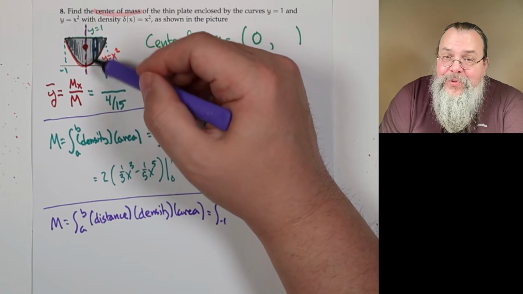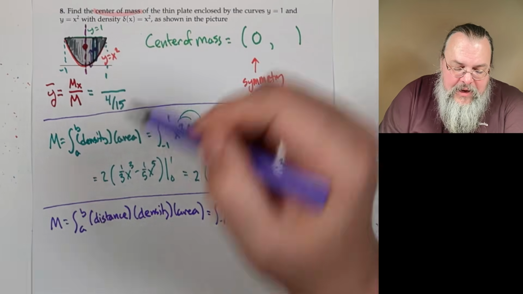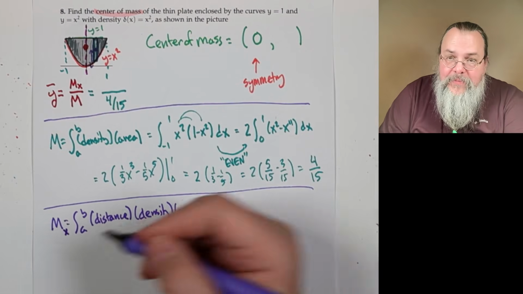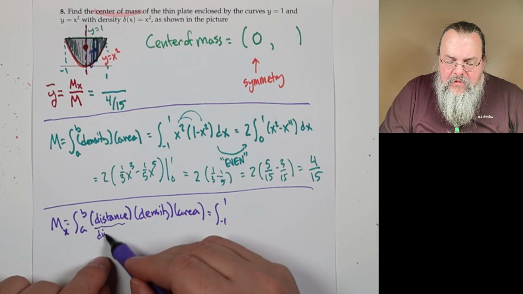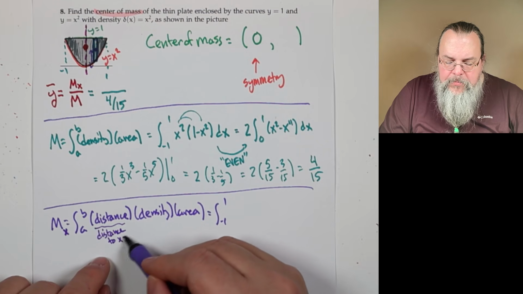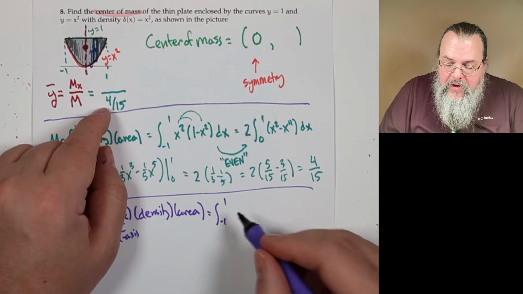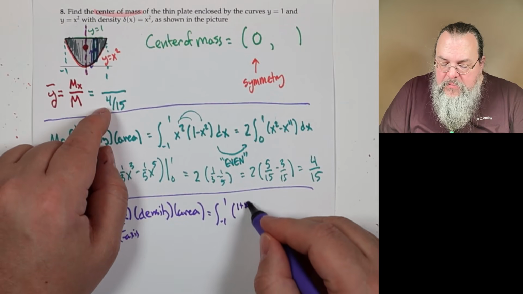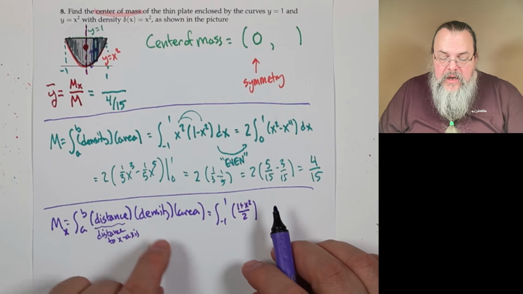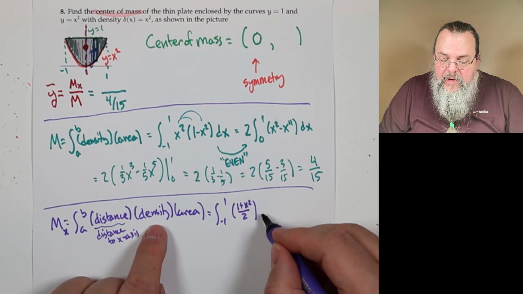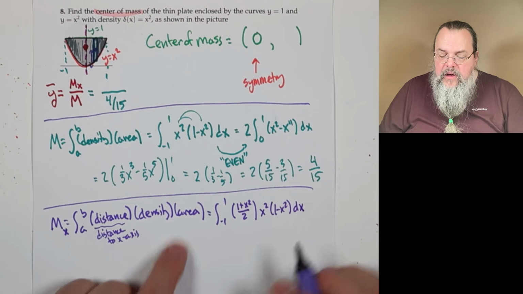Where is that? It's halfway between the top and the bottom. So the distance to the x-axis, and I forgot to put m sub x for the one with respect to the x-axis. So this is our distance to the x-axis, just to be very explicit. To find the middle, you add the top and bottom and divide by 2. So it's (1 plus x squared) over 2. Everything else comes along: you still have x squared for your density, your area is still 1 minus x squared dx, and we have our setup.